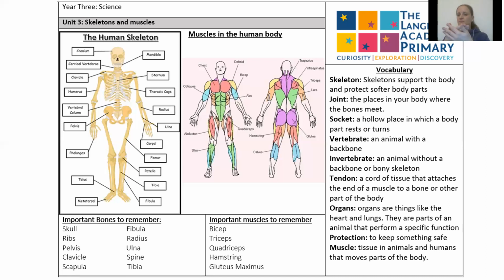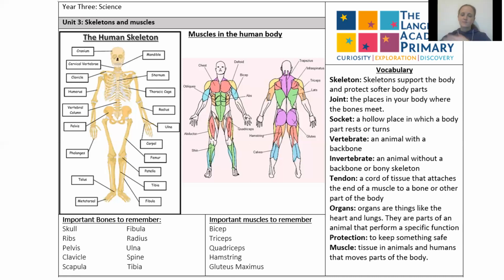Socket. The socket is a hollow place in which a body part rests or turns. That could also be where the bones are connected together in the joints, and it rests there. You get sockets in your pelvis here where your bones rest. There is still movement there, but it is a hollow space where your bone would rest. Vertebrates.